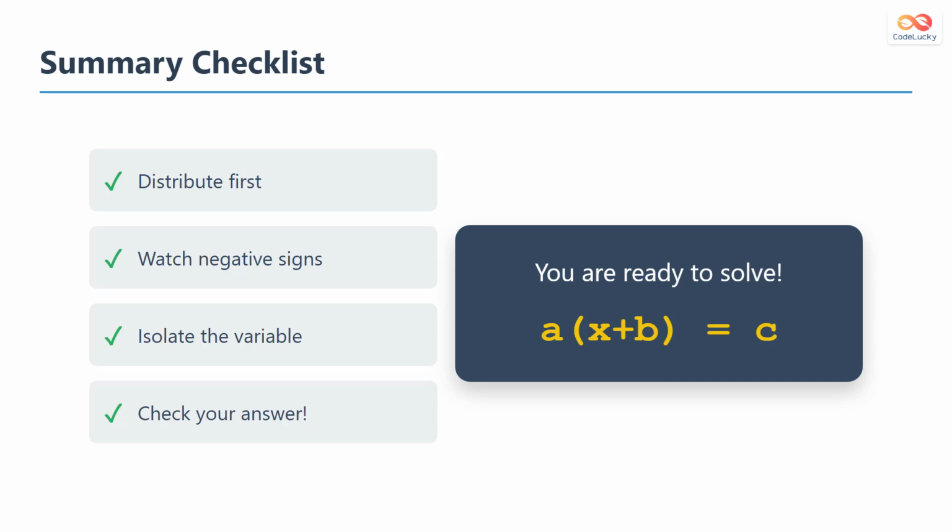To wrap up, remember this checklist. Always distribute first to clear parentheses. Watch out for those negative signs. They are the most common cause of errors. Then isolate your variable and check your answer. You are now ready to tackle these problems on your own.